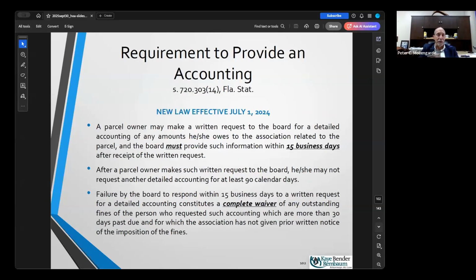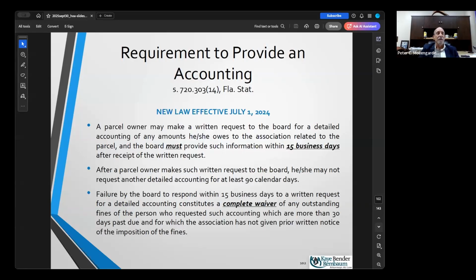Requirement to provide an accounting, something else that's new. Okay. A lot owner may make a written request to the board for a detailed accounting of any amounts that he or she owes to the association related to the parcel, a lot, and the board must provide such information within 15 business days after receipt of the written request. After the lot owner makes such written request to the board, he or she may not request another detailed accounting for at least 90 days.